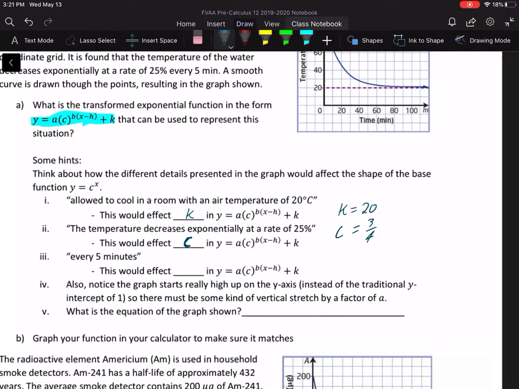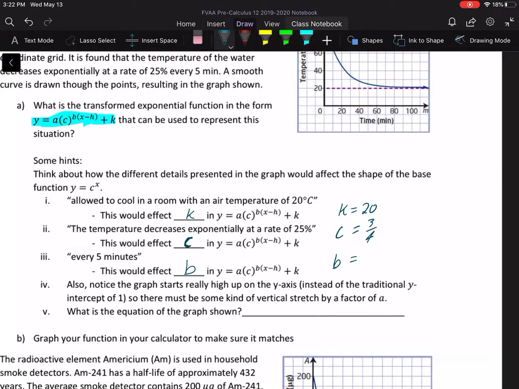Next one here is that every 5 minutes, this would give us what for every 5 minutes? This is also not super obvious when it comes to time decay, but this would affect our b value, and our b value then would equal 1 over 5. That x variable, which stands for time, is only going to be applied every 5 minutes instead of every 1 minute, so we have to divide it by 5 in our equation.